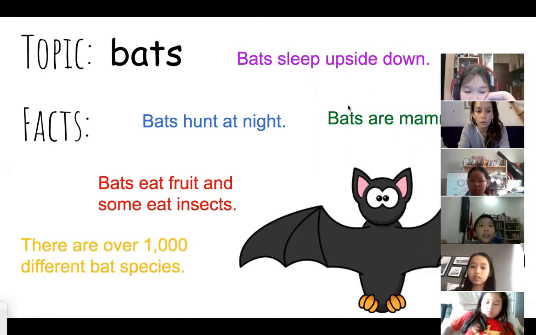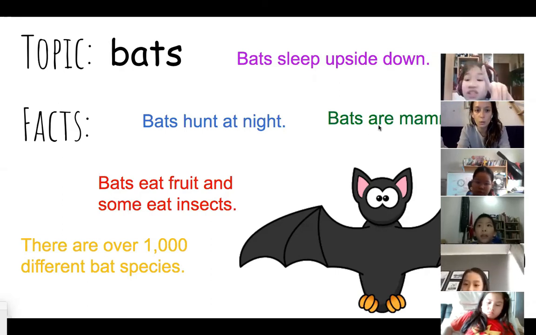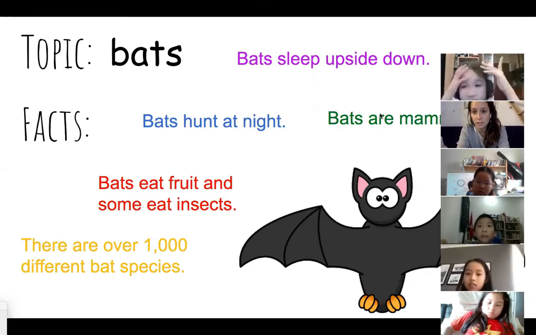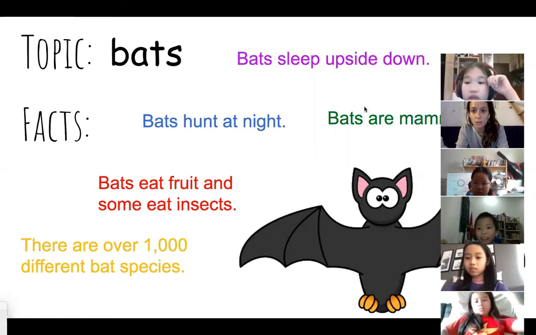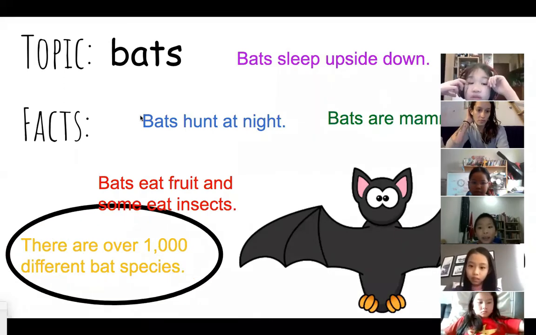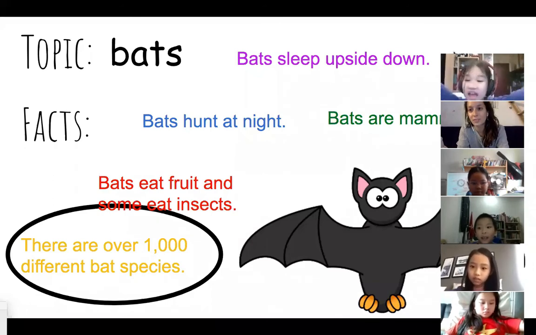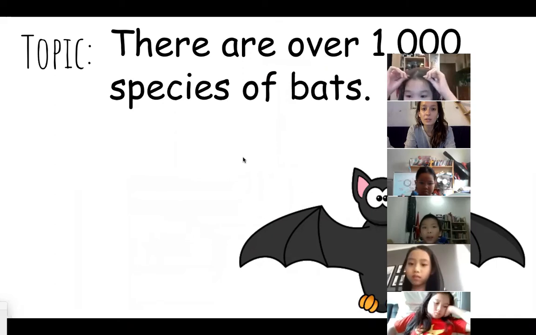There are over, someone said 100, but I double checked, there are over 1,000 different bat species. I think it's closer to 1,300. So we voted, and the one that was the most popular was there are over 1,000 different bat species. Our topic is good. Our paragraph or essay is going to be about the different bat species, right?